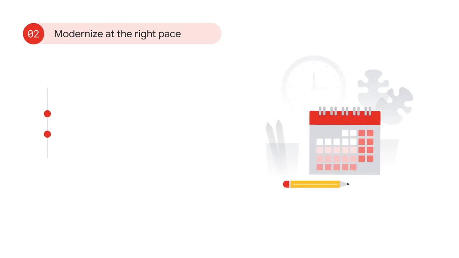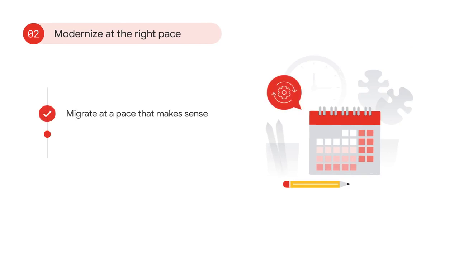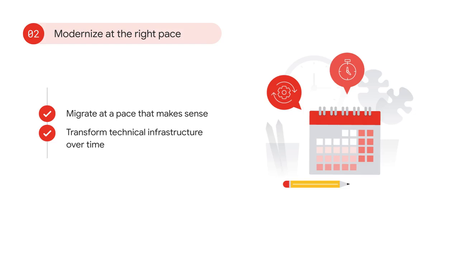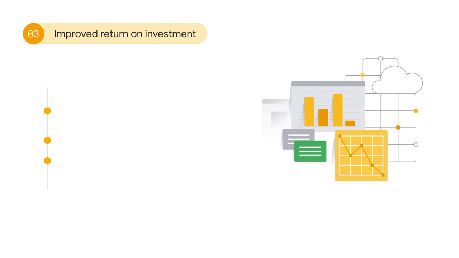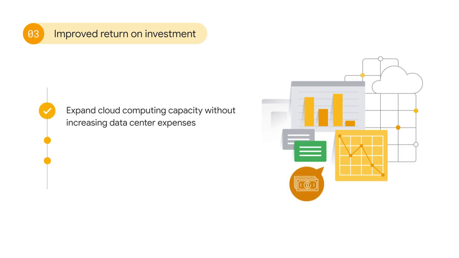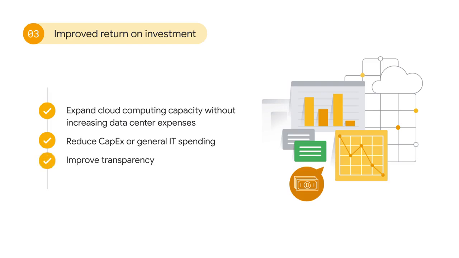Modernize at the right pace. With a hybrid cloud, organizations can migrate applications to the cloud at the pace that makes sense for their business and transform their technical infrastructure over time. Improved return on investment. By adding a public cloud provider to their existing on-premises infrastructure, organizations can expand their cloud computing capacity without increasing their data center expenses. This can help reduce CapEx or general IT spending and improve transparency regarding costs and resource consumption.